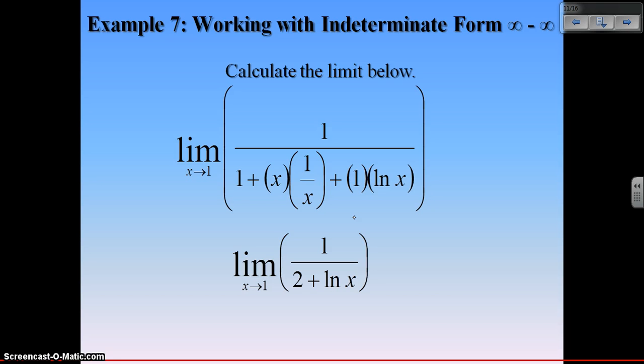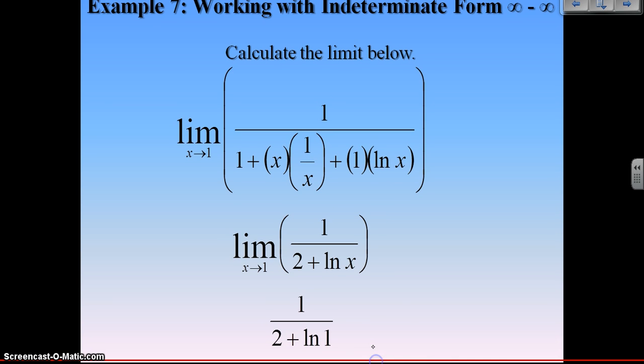So we simplify as best as we can. X times 1 over x is 1. 1 plus 1 is 2. Now what we end up with is something that is no longer indeterminate form. We can plug in our 1. Natural log of 1 is 0, and so that gives me an answer of 1/2.